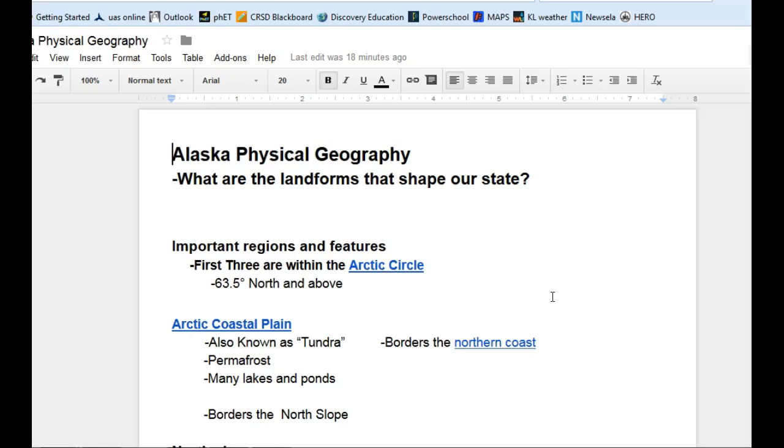Okay, so these are going to be our notes on the physical geography of Alaska. And before we start taking the notes, I want you to think about what are the landforms that shape our state. Think about, if you were to look at a map of Alaska, what are some of the features that you would see? So take a minute.